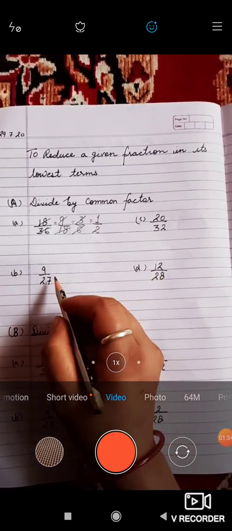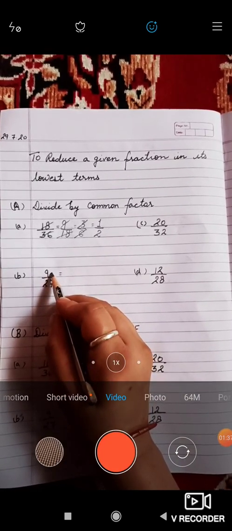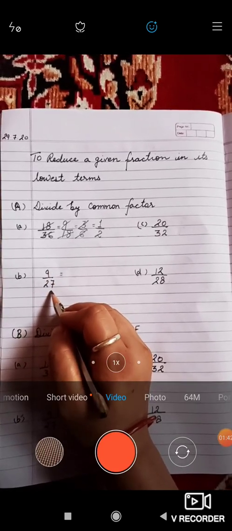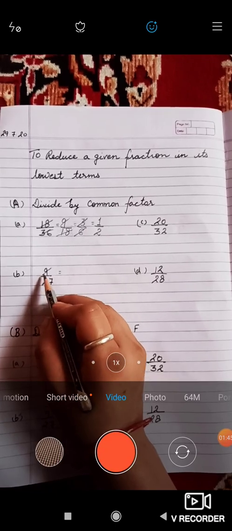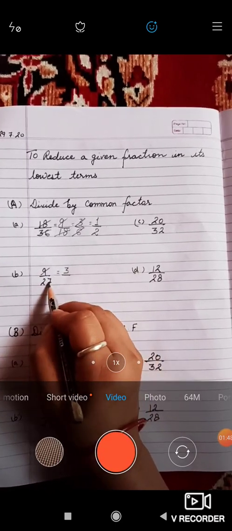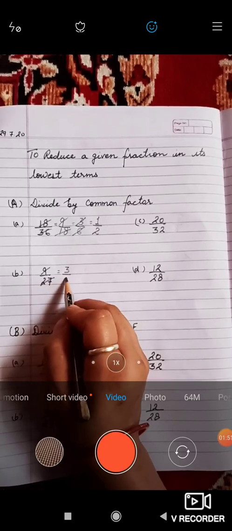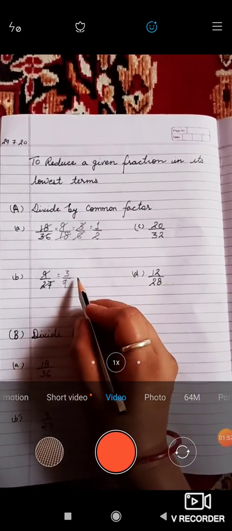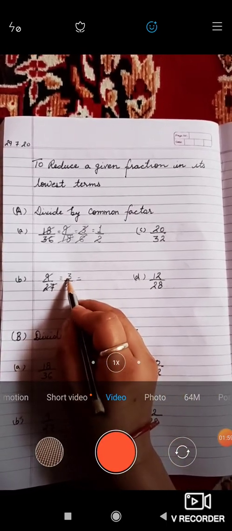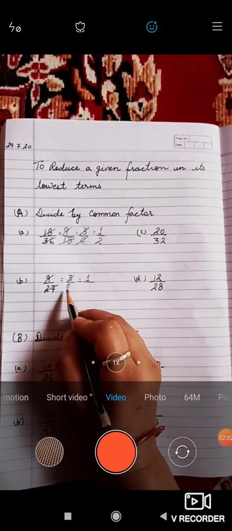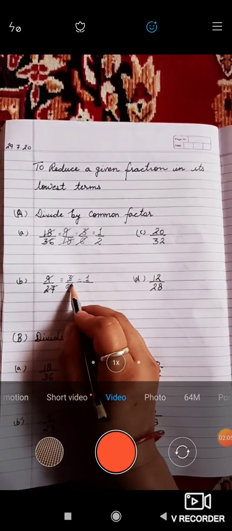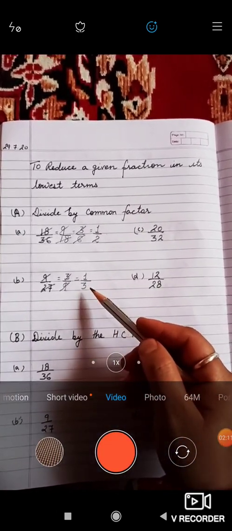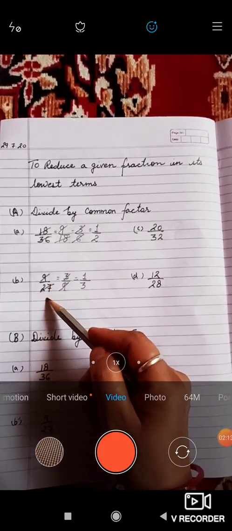Let's take one more example. 9 is the numerator, 27 is the denominator. So 3 is common for these two numbers. So first we will divide 9 by 3, we will get 3. And we will divide 27 by 3, we will get 9. Again we can reduce it. So 3 is common for both the numbers. So divide 3 by 3, you will get 1. And when you divide 9 by 3, you will get 3. So now 1 upon 3 is the lowest term for this fraction.